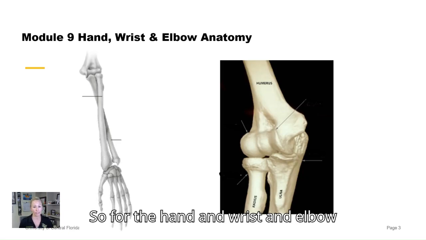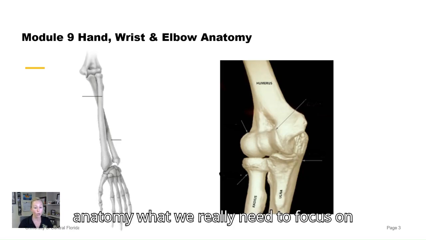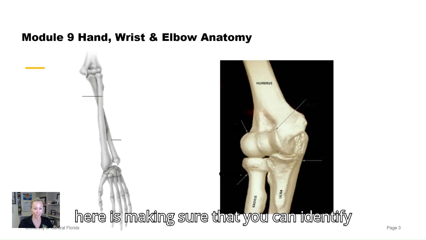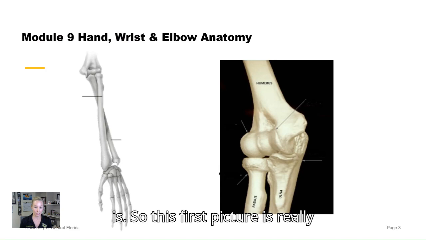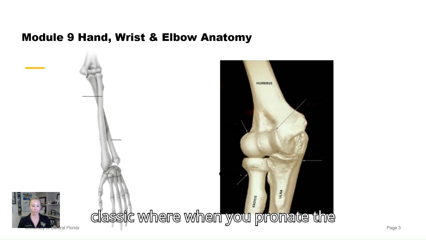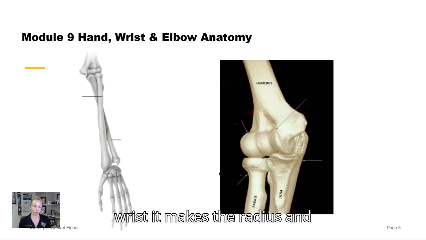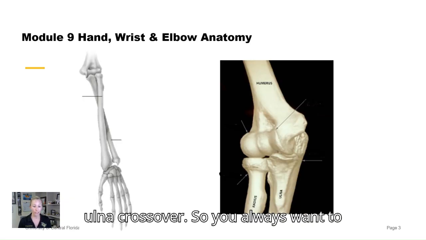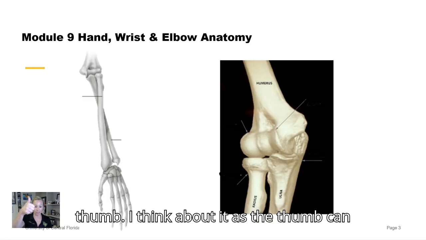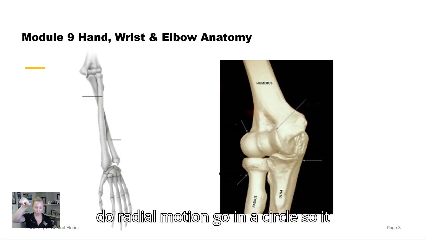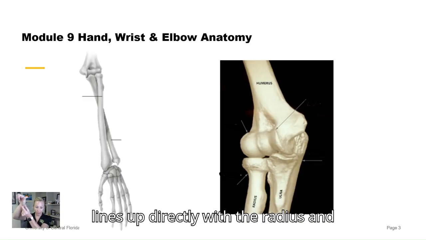So for the hand and wrist and elbow anatomy, what we really need to focus on here is making sure that you can identify where the radius is and where the ulna is. So this first picture is really classic where when you pronate the wrist, it makes the radius and ulna crossover. So you always want to remember the radius lines up with the thumb. I think about it as the thumb can do radial motion, go in a circle. So it lines up directly with the radius.